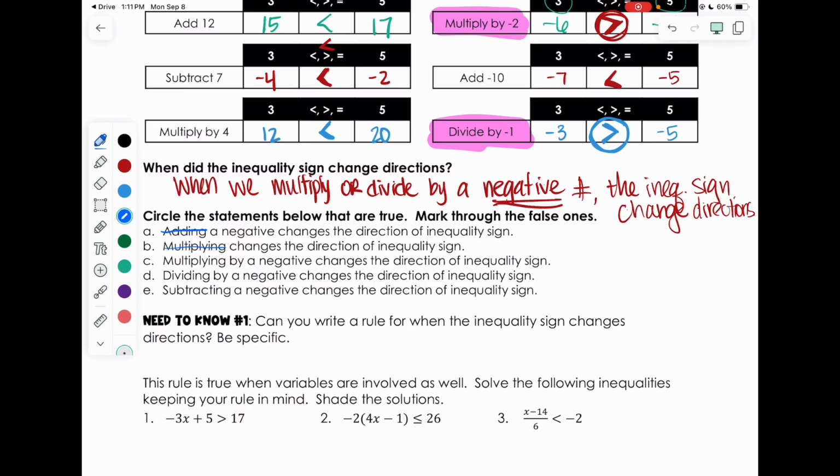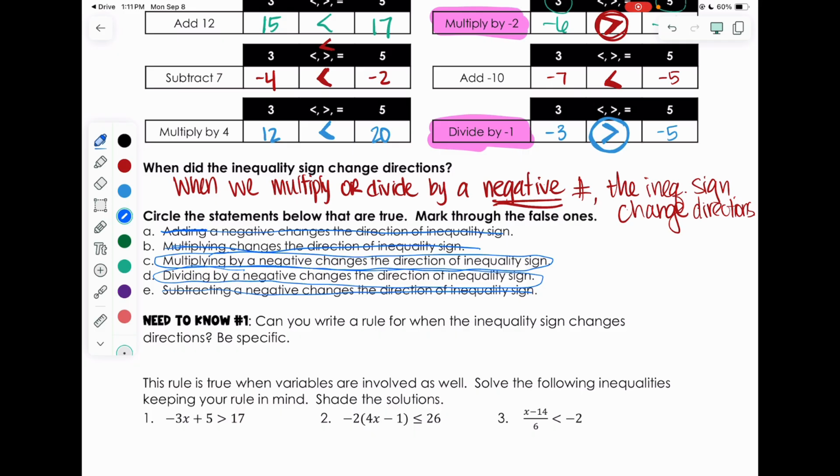Multiplying by a negative changes the direction of the inequality sign. Yes. Yay! It's a circle. Okay. Dividing by a negative changes the direction of an inequality sign. Yes. Subtracting a negative changes the direction of the inequality sign. No. No. And no. Okay. Need to know number 1.